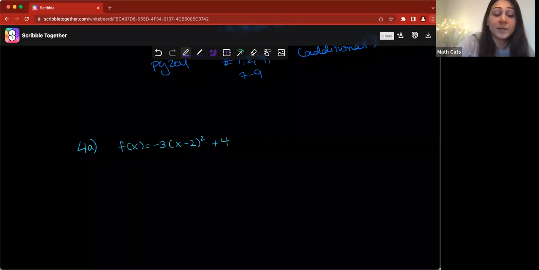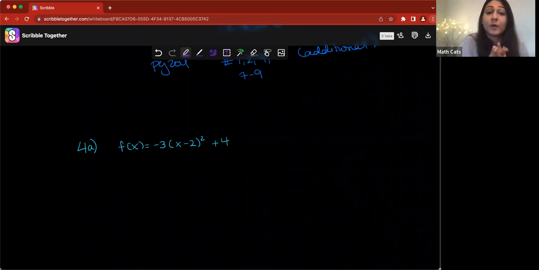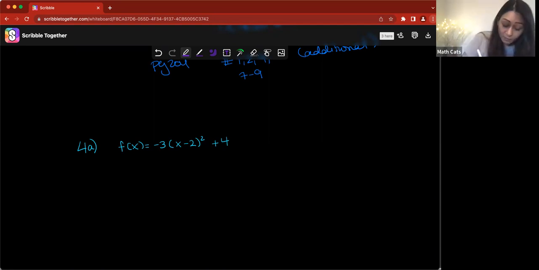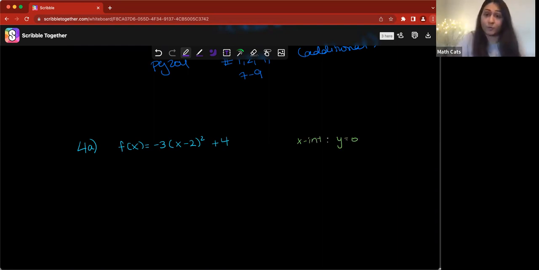Okay, so because we have vertex form over here, if you want to find the number of zeros or the actual x-intercepts yourself, first, what is an x-intercept? An x-intercept always has a y value equal to 0, because it's on the x-axis itself. Now, what you want to do is literally set the function equal to 0. So set f of x equal to 0.